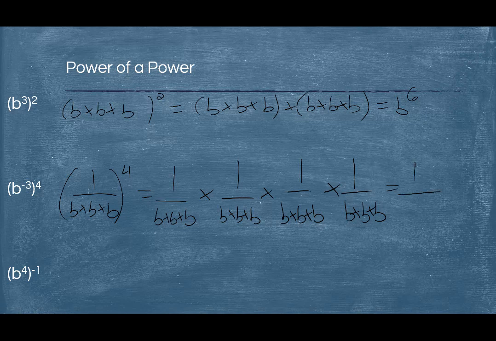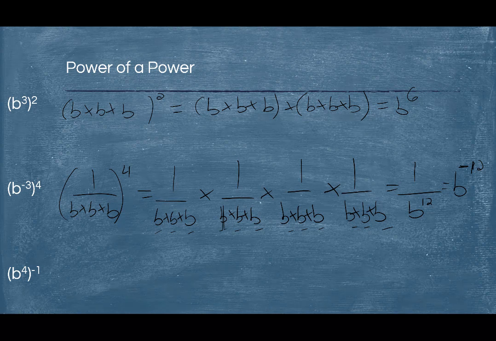How many b's on the bottom? 1, 2, 3, 4, 5, 6, 7, 8, 9, 10, 11, 12. So it's b to the power of 12. Now, 1 over b to the power of 12 can also be written properly as b to the power of -12. Remember that -12, put it on the bottom there. The negative puts it on the bottom.